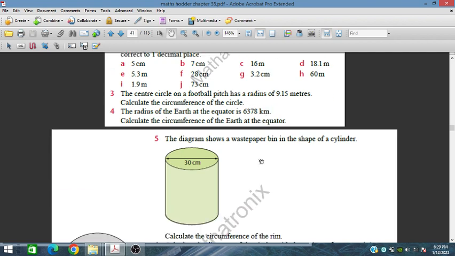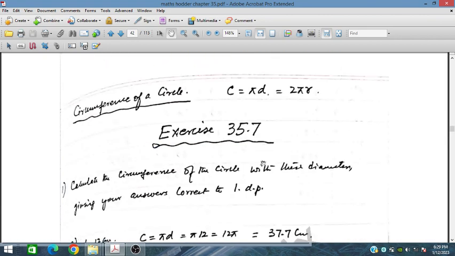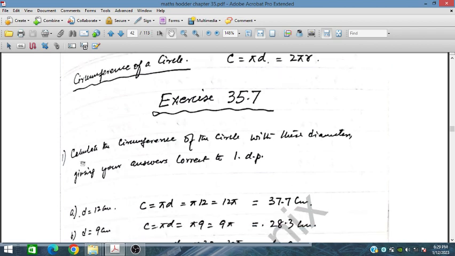So let's start this. The circumference of a circle is obtained as pi times diameter, or 2 pi r. R is the radius and d is the diameter. So C is the circumference and pi is 22/7, or 3.1416. Calculate the circumference of a circle with these diameters. Give your answers correct to 1 decimal place.